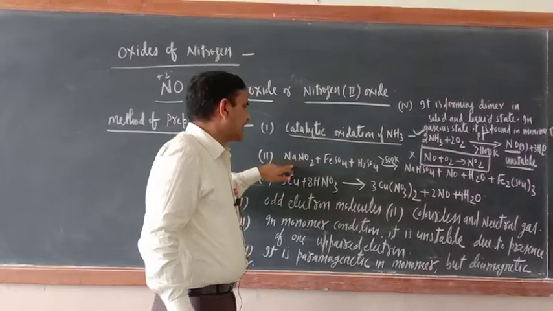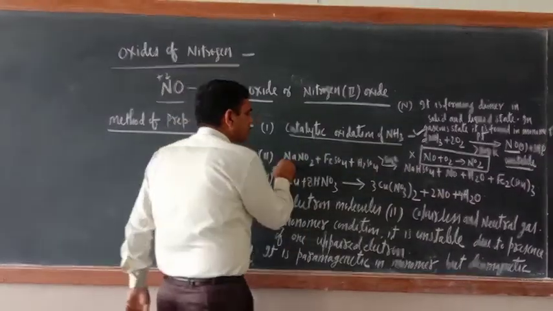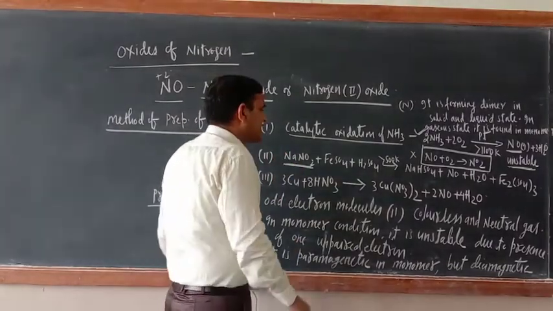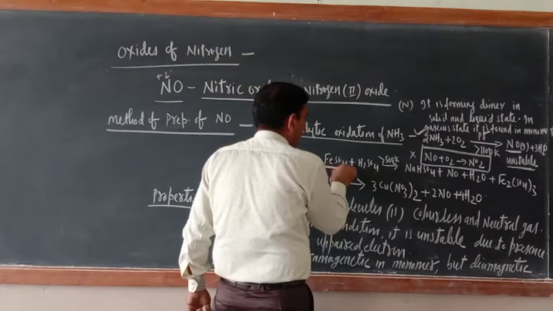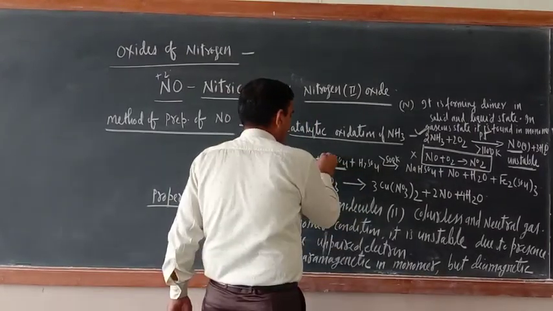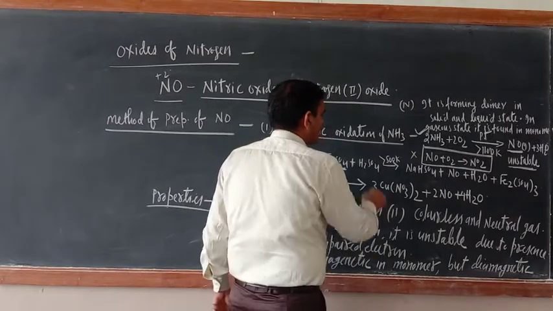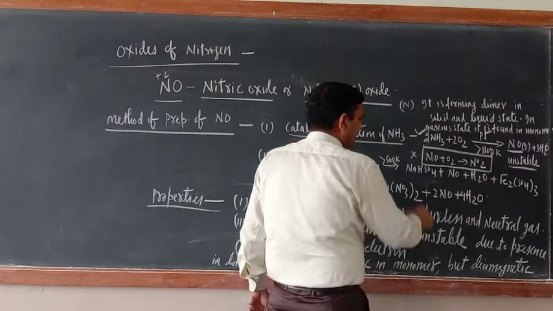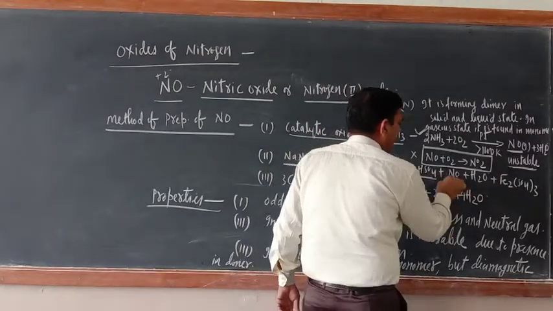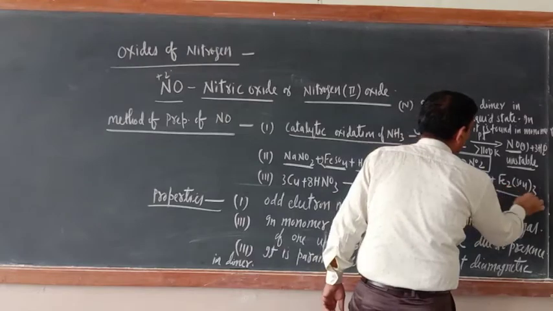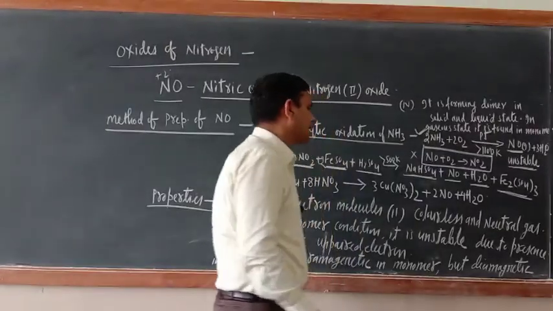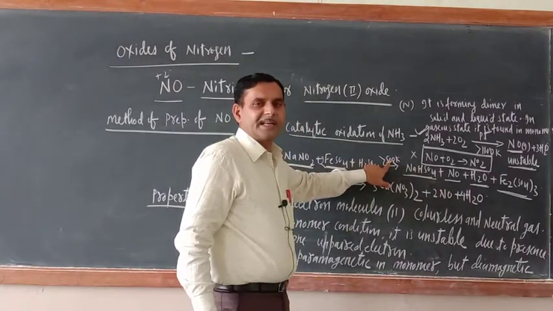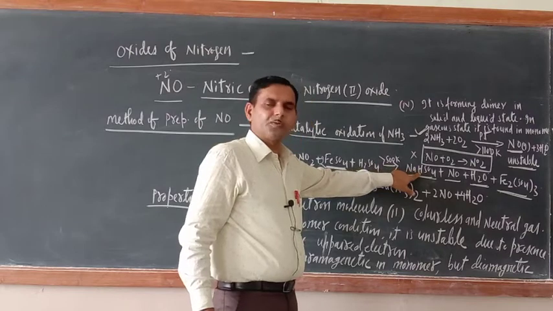Please remember, the second method is when you treat sodium nitrite, which is a salt of sodium, with FeSO4, ferrous sulfate, and H2SO4, an acidic reaction. The temperature should be less than 500 Kelvin. Then sodium hydrogen sulfate, NO and H2O are formed along with Fe2(SO4)3. Remember, if the temperature is not below 500 Kelvin, then NaHSO4 is not formed.